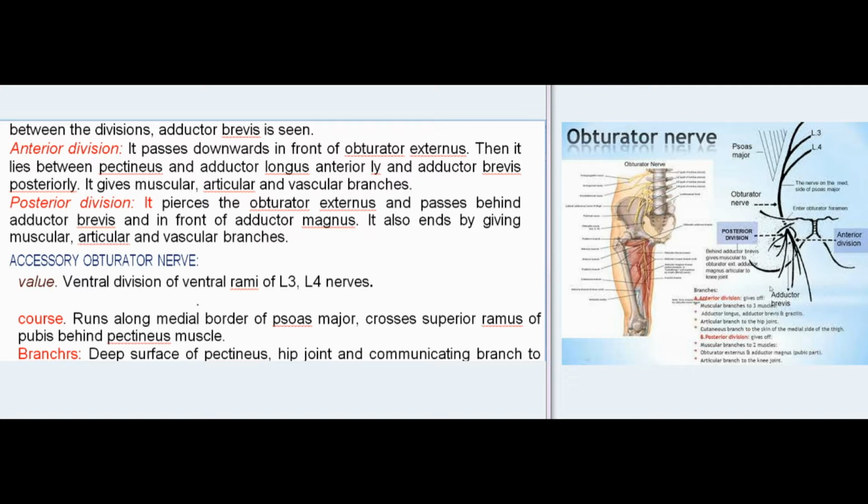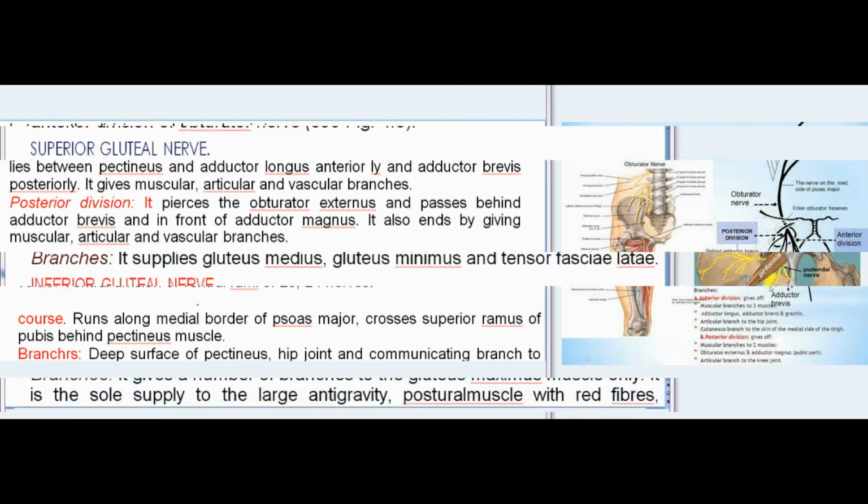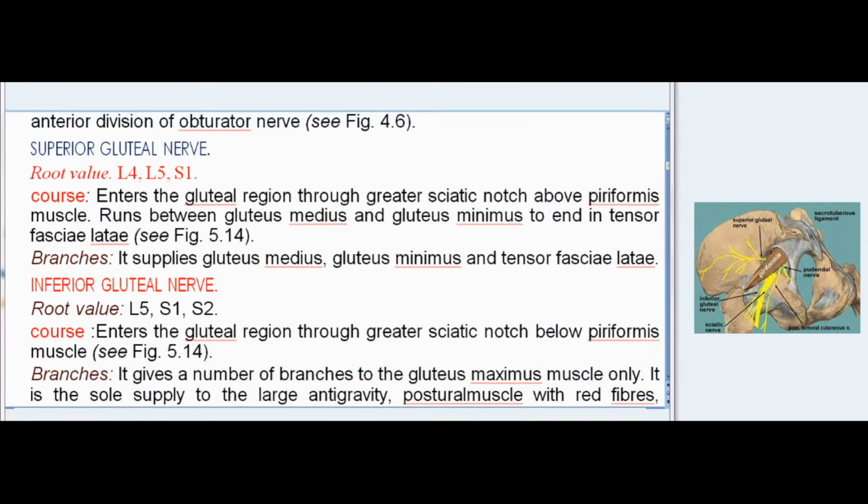Accessory obturator nerve. Root value: ventral division of ventral rami of L3, L4 nerves. Course: runs along medial border of psoas major, crosses superior ramus of pubis behind pectineus muscle. Branches: deep surface of pectineus, hip joint and communicating branch to anterior division of obturator nerve, see Fig 4.6.